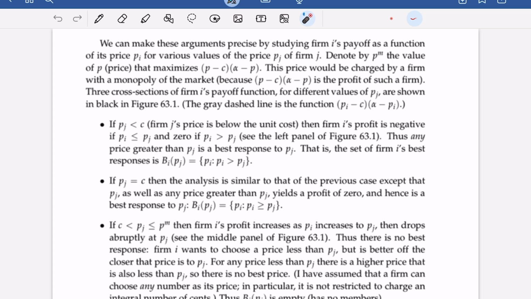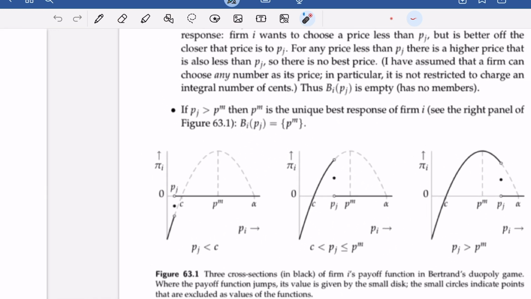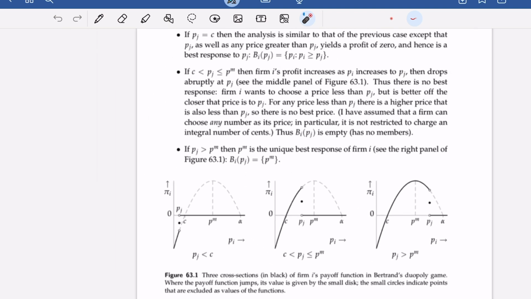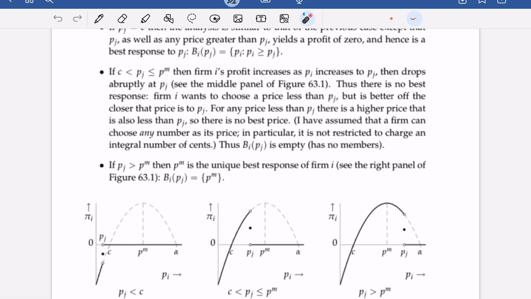So if that is the case, now we look at the graph. When PJ, your competitor, is less than the cost price already, if you price lower than him, then you'll get negative profits. So the best is you price anything greater than him, so that you earn a profit of 0, because 0 is larger than negative. So actually, the best response when your competitor is already pricing below the cost is to price anything greater than him. So you got this.